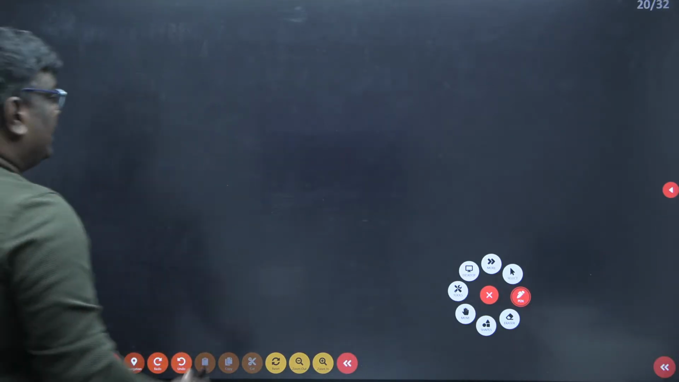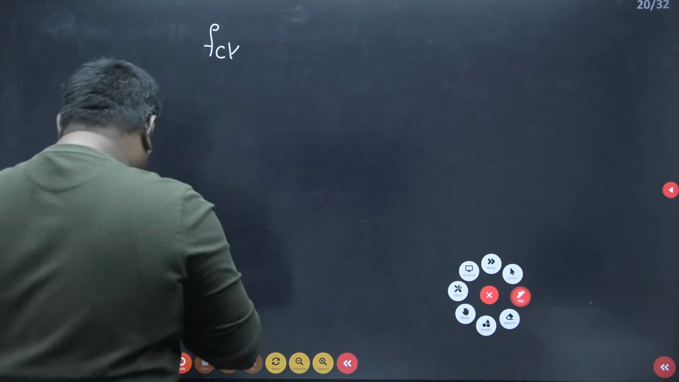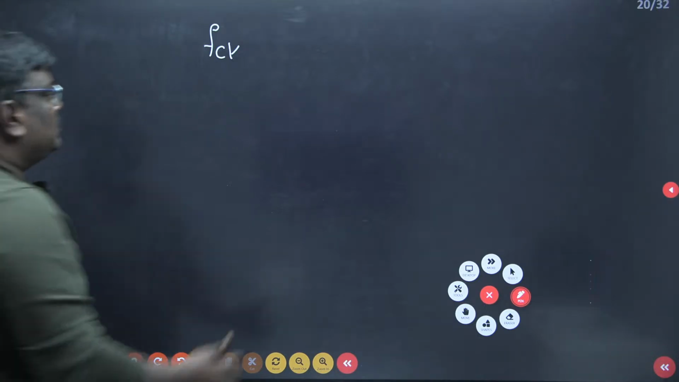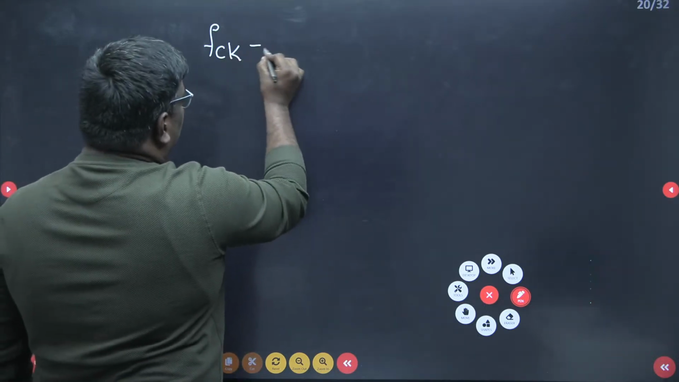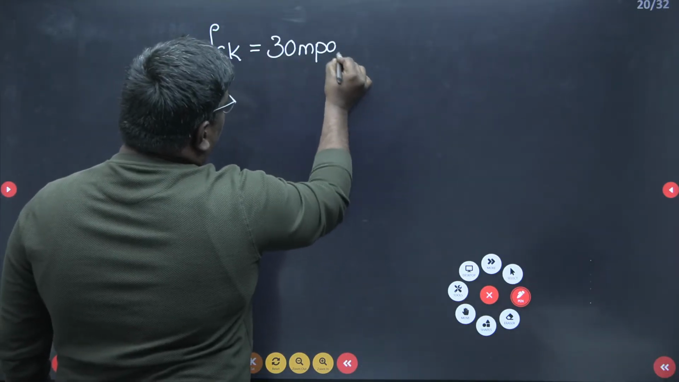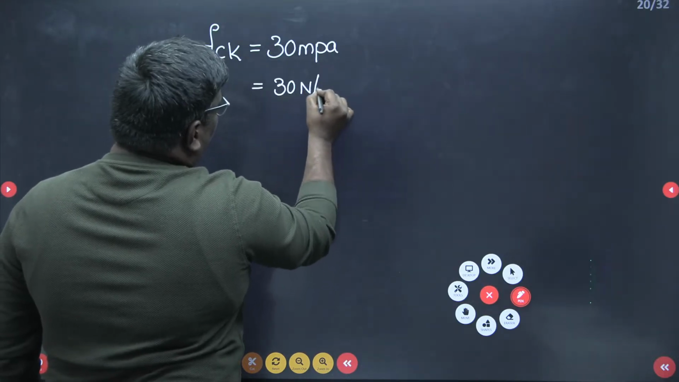Here the question is, they have given FCK, the compressive strength of the concrete, as 30 MPa. Students, they have given the FCK value as how much? 30 MPa, or you can say 30 Newton per mm square.